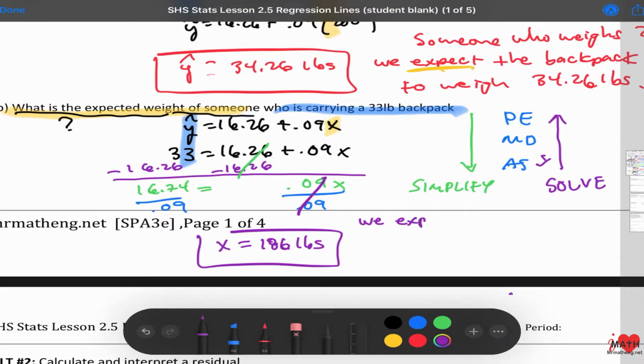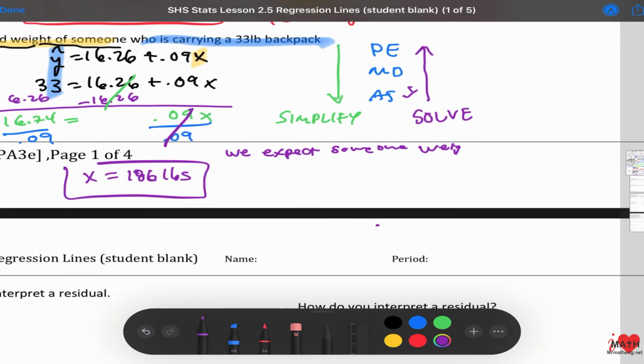We expect someone weighing 186 pounds to carry a 33-pound backpack. That is a very big backpack.